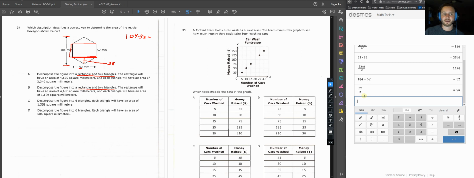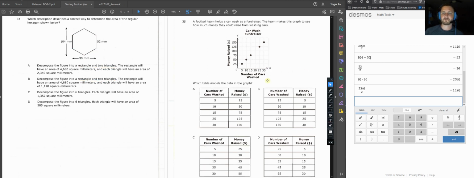Area of a triangle is base times height divided by 2. So the base times the height times 26, that's 2,340 divided by 2, which gives me 1,170. That matches my answer for option B, not A. So for number 34, it's a lot of work for this one geometry problem, but it will be B.